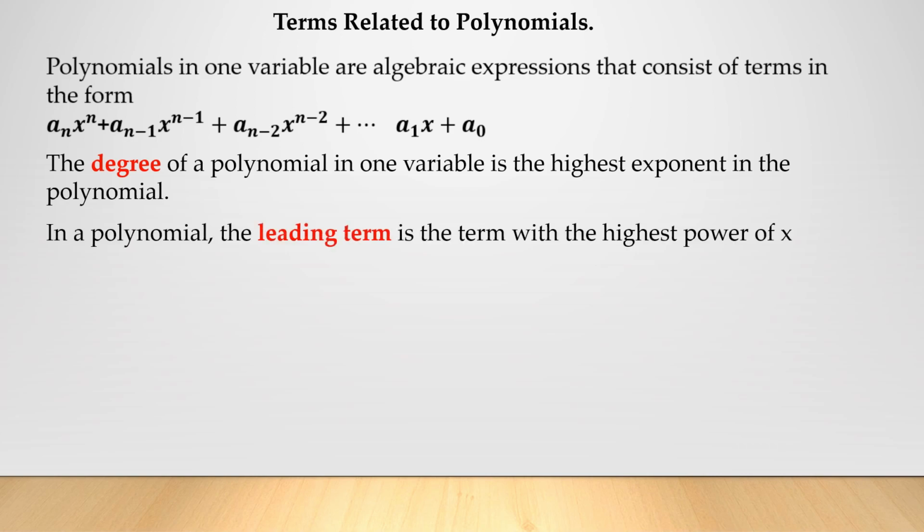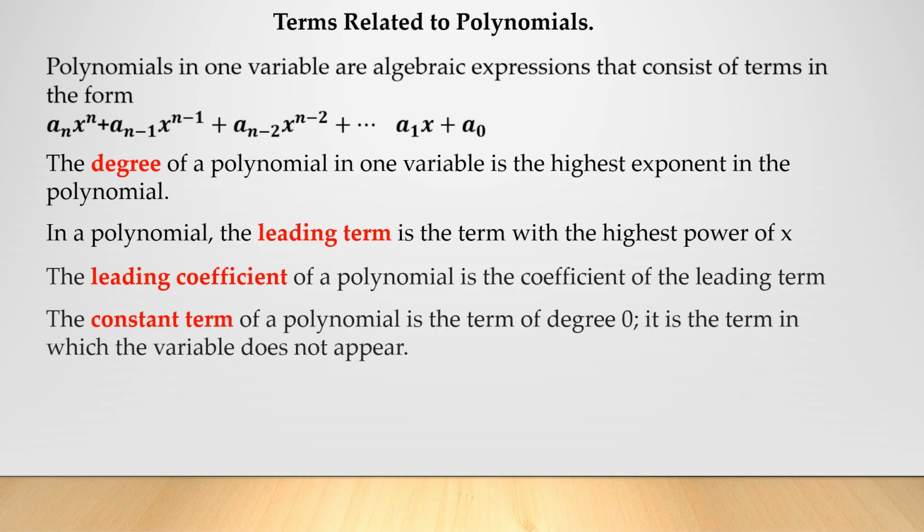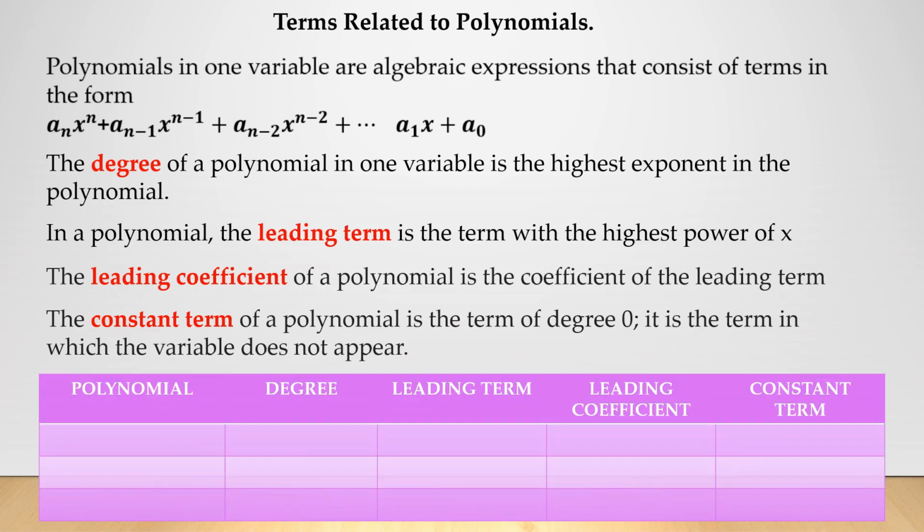Then we have the leading term. In a polynomial, the leading term is the term with the highest power of x. Then we have the leading coefficient. The leading coefficient of a polynomial is the coefficient of the leading term. Then the constant term. The constant term of a polynomial is the term of degree 0. It is the term in which the variable does not appear. So let's have this example.